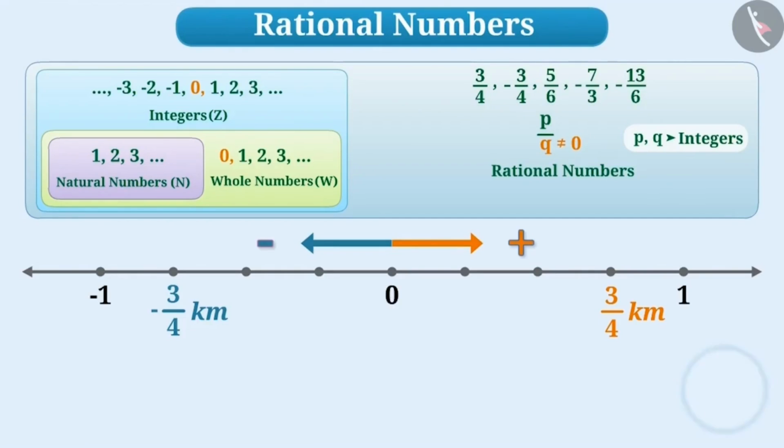Can you give the reason? Think for a while. You got it right. Since we can write 1 as denominator of any integer, we can represent it as p by q, where p and q are integers and q is not equal to 0.